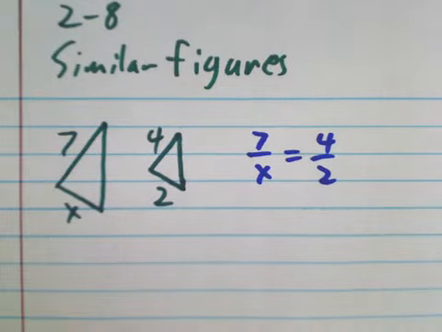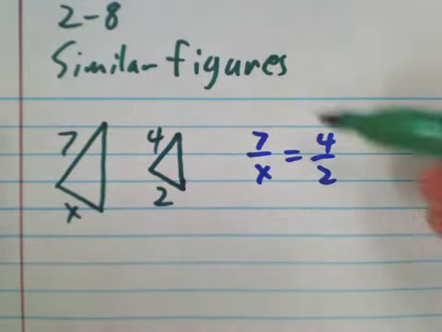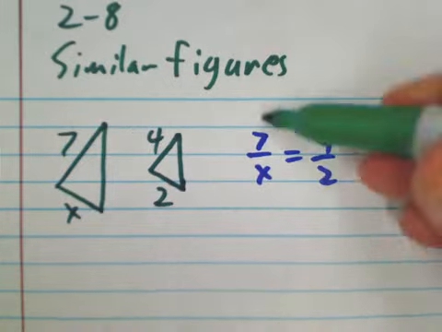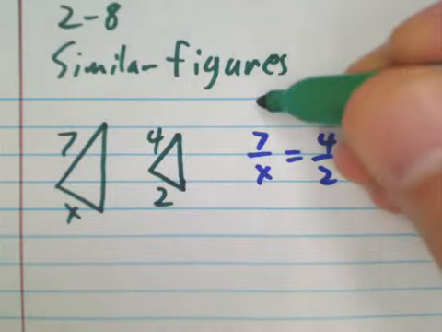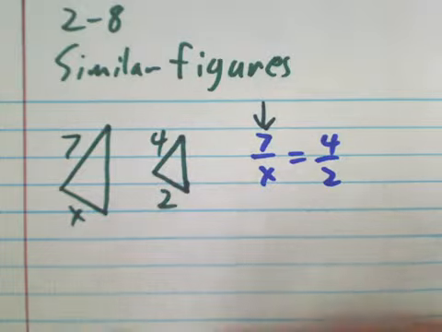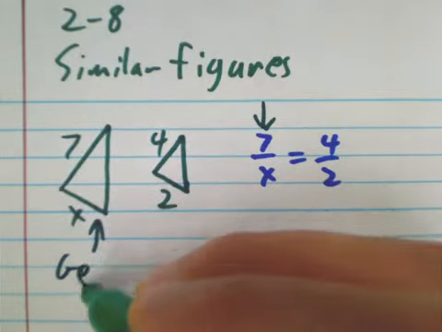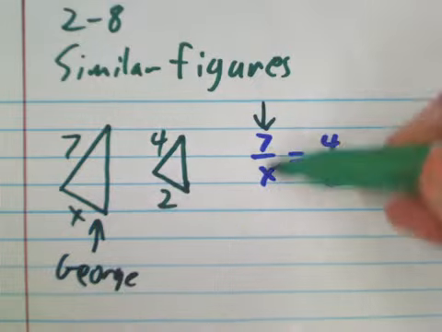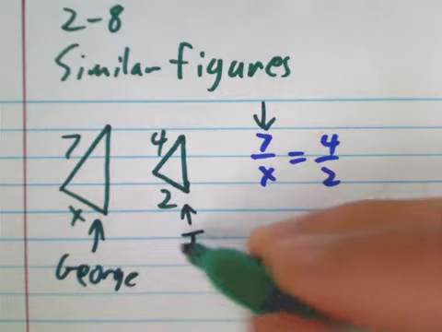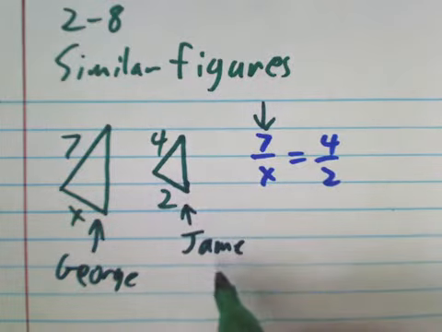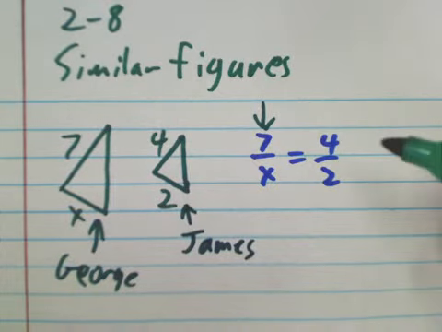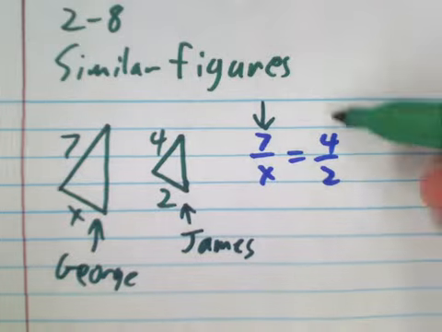To be a little more technical, any two numbers in the same column should be from the same shape. So the 7 and the x are both in the same shape, the same figure. We can call this one George, and both of these are from George, and both of these are from James. So these two are both from George, and these two are both from James.